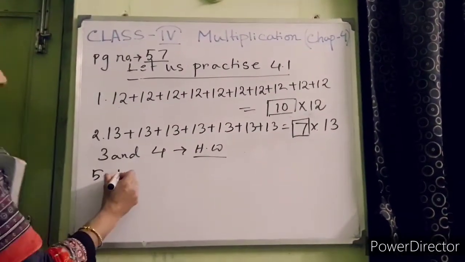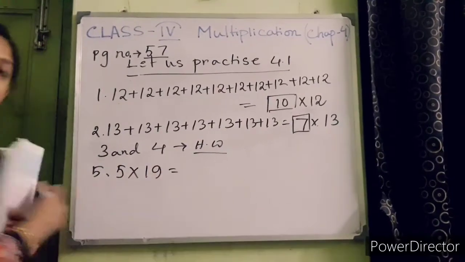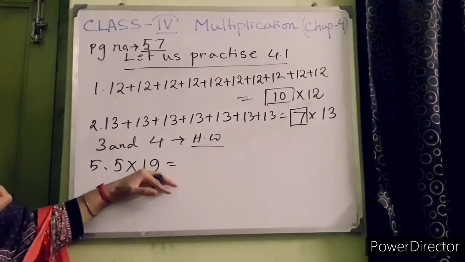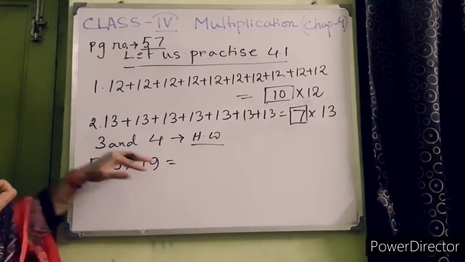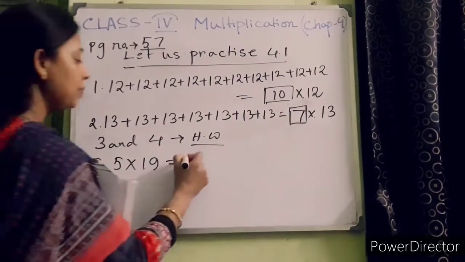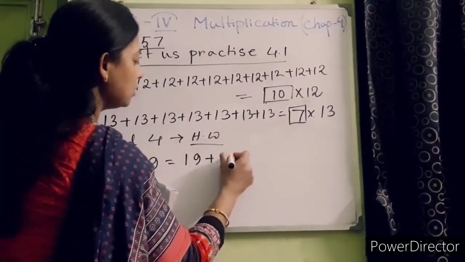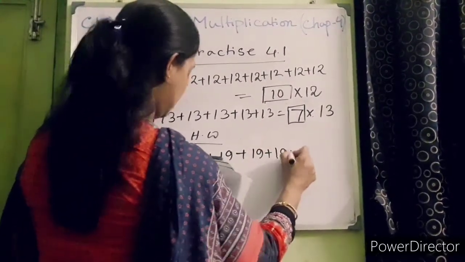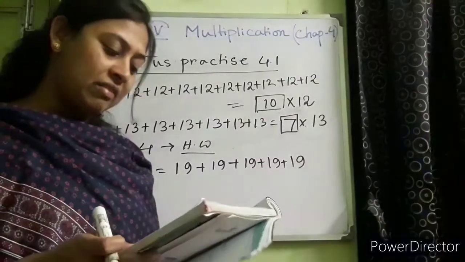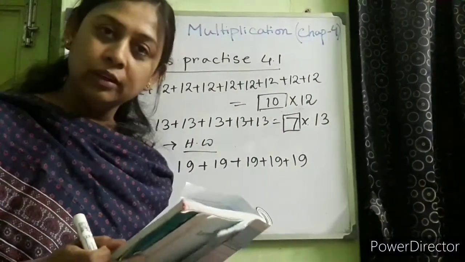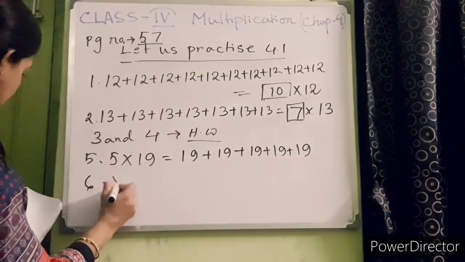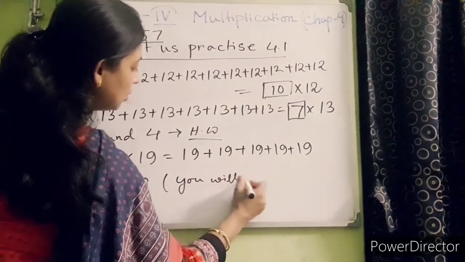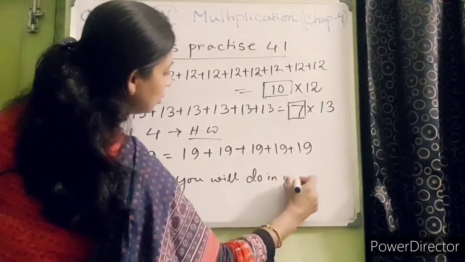5 into 19. Please tell me, 5 into 19. So how many times is 19 added here? 5 times. So 19 plus 19 plus 19 plus 19 plus 19. From 7 to 10, I think you can easily do it. Questions 7 to 10 you will do in your book.